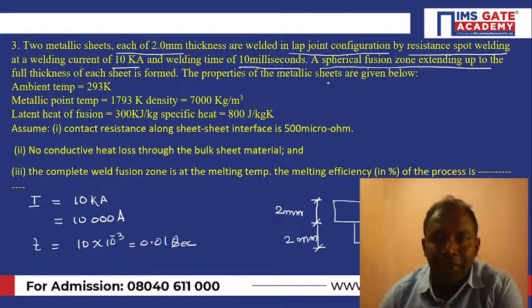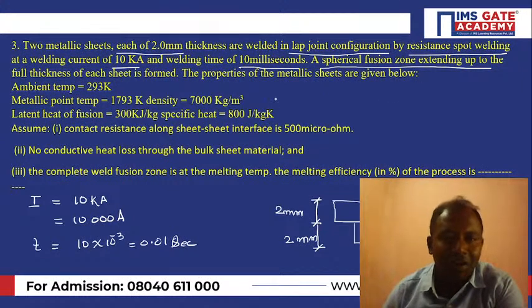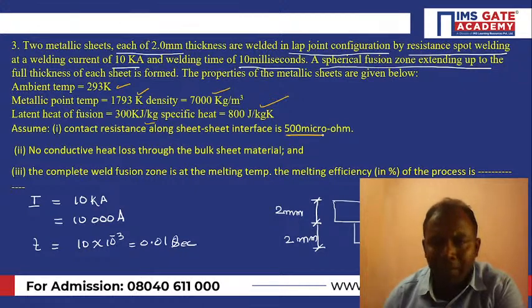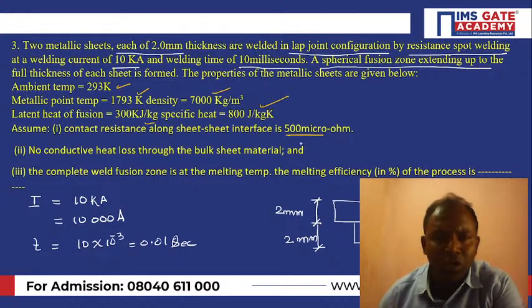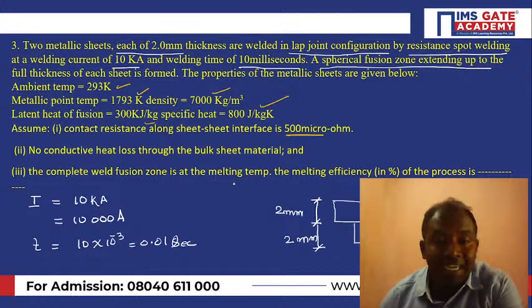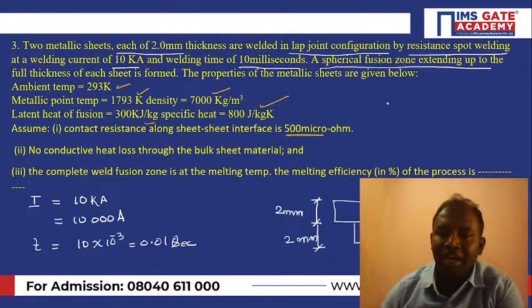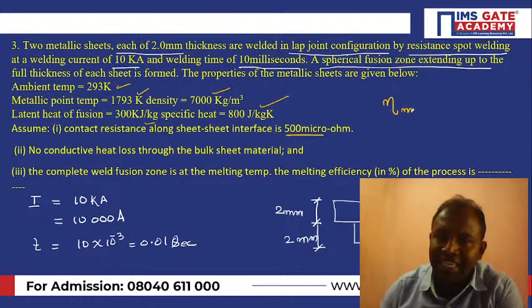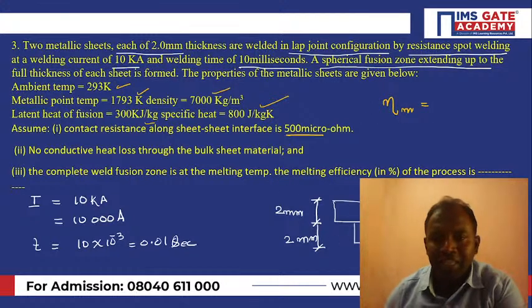Okay, now the properties of the metallic sheet are given below. Ambient temperature is given, melting point temperature is given, density is given, and latent heat of fusion is given. Specific heat is also given. Now the contact resistance of the sheet is given, that is 500 micro ohms. No conductive loss through the bulk sheet of material. To completely melt the fusion zone to melting temperature, we have to find the melting efficiency for forming this joint.